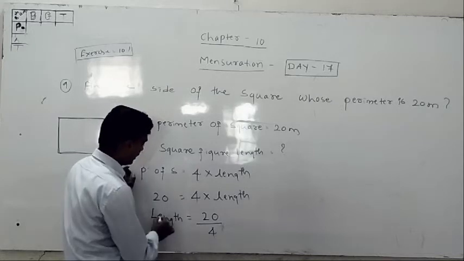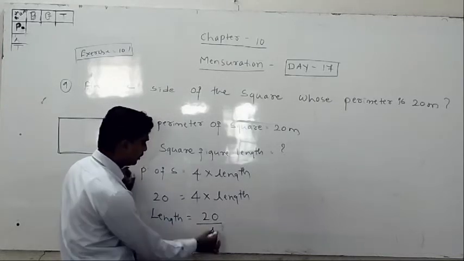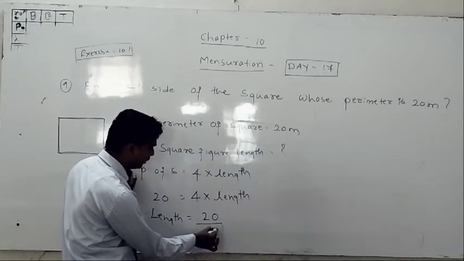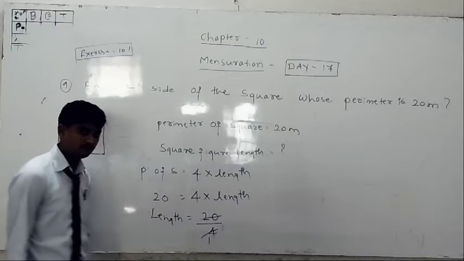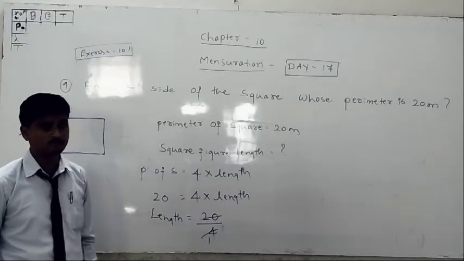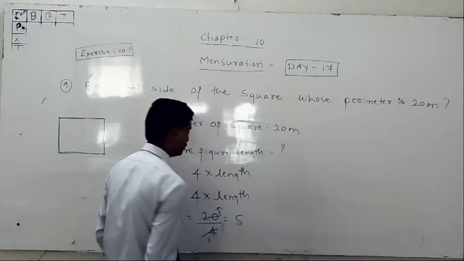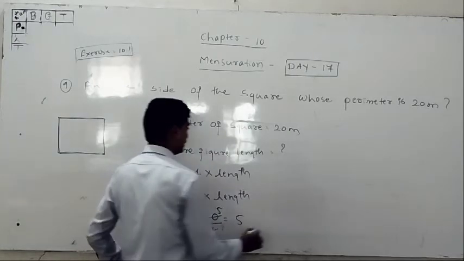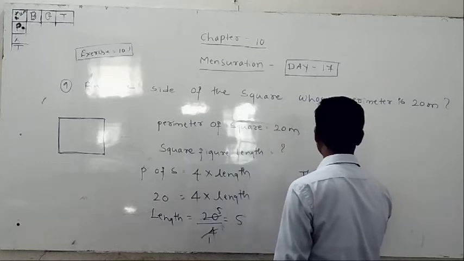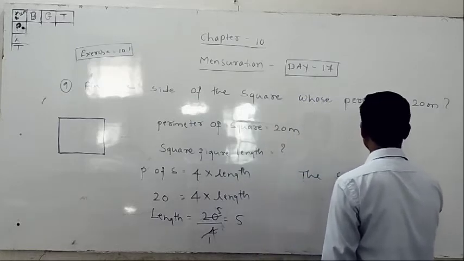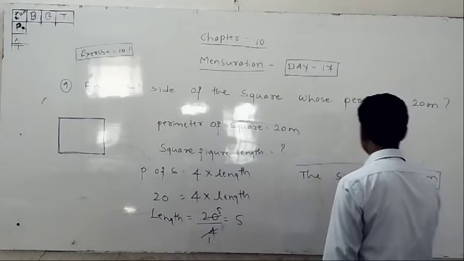Division. Length is equal to 20 divided by 4. Then you should use the cancellation method. 4 ones are 4, 4 twos are 8, 4 threes are 12, 4 fours are 16, 4 fives are 20. It is 5. Understand? Then the side length is equal to 5 centimeter. This is the answer. Okay.